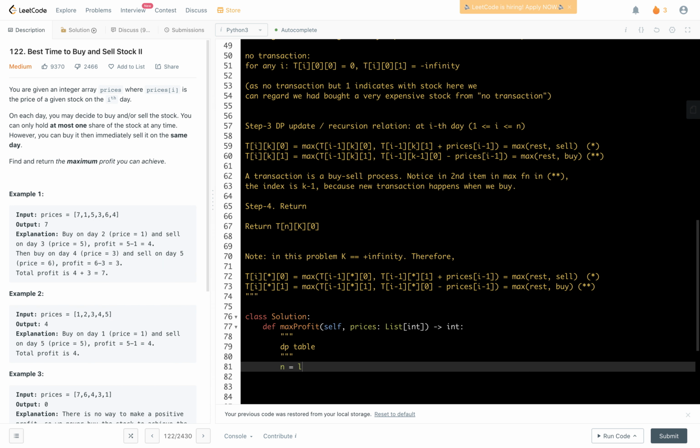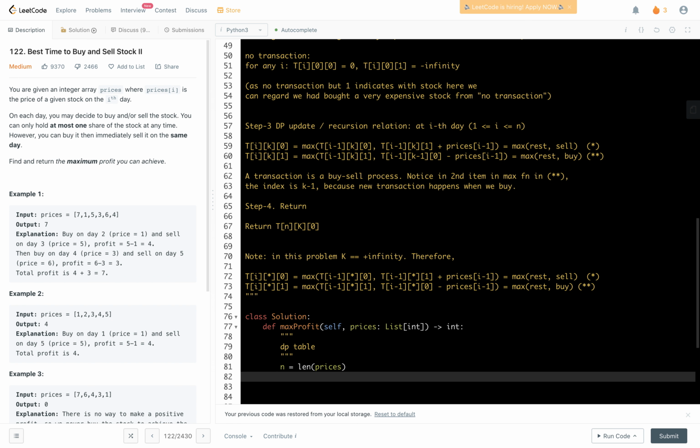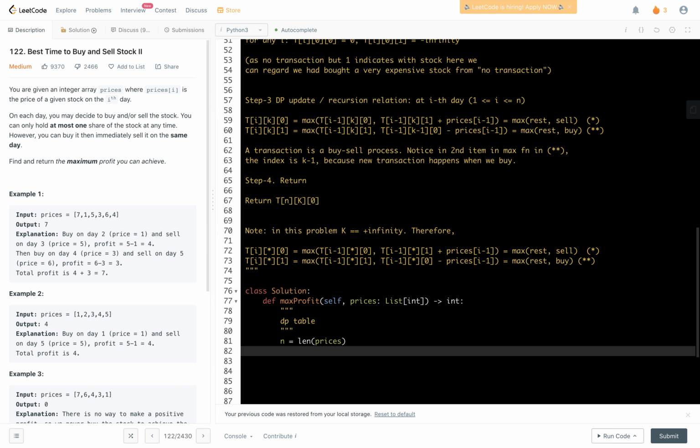So first, I'm going to write a solution using DP table. In other words, I'm going to use tabulation. So first, let's track the length of prices, in other words, the total number of days. And then we do the DP table.